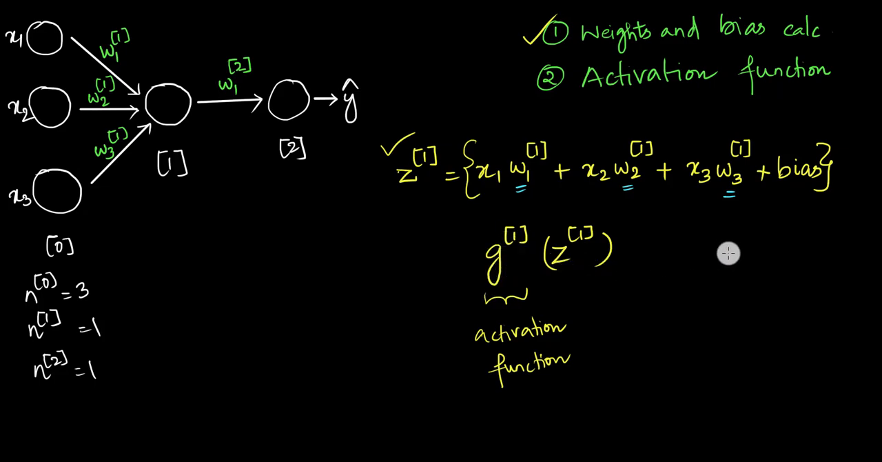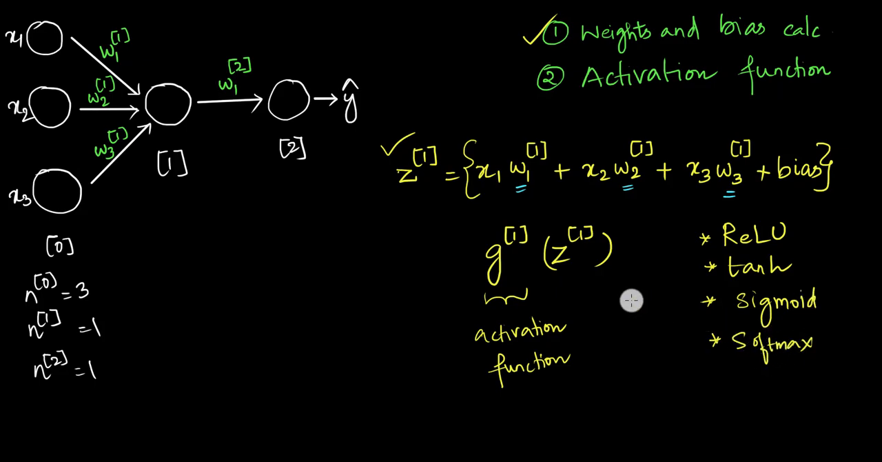This activation function can be anything. It can be ReLU, which is rectified linear unit, or it can be tanh function, or it can be sigmoid function, it can be softmax function. So why is this activation function applied? Because our numerical values may be higher. So one of the reasons is to make those values into a proper scale, into a specified range of a scale, so that we use activation function.